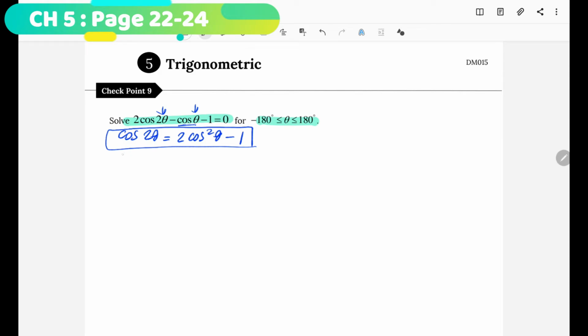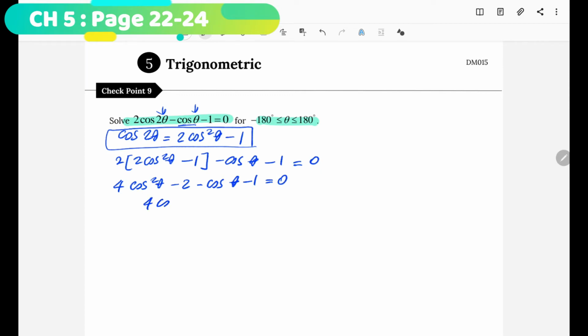Okay. So, apa yang kita dapat ialah 2 darab 2 cos square theta tolak 1. Okay. Minus cos theta minus 1 bersamaan dengan kosong. Expand: 4 cos square theta minus 2 minus cos theta and just rearrange it into a quadratic equation. So, kita dah nampak dalam bentuk quadratic. Just rearrange it. So, you'll get this. Minus 3 equal to 0.